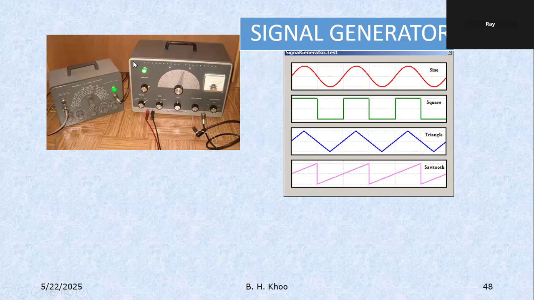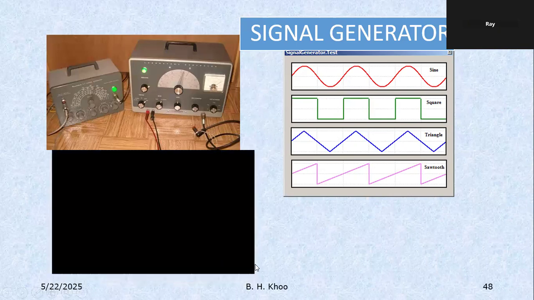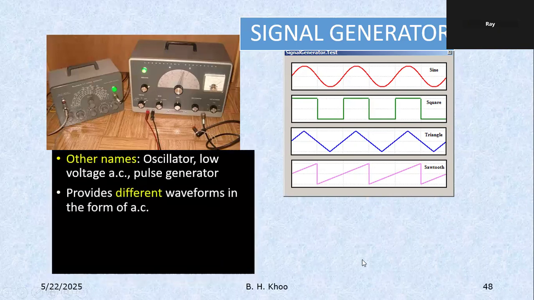Okay, as I said, this is more for paper 5, question 1. It gives you some ideas how to do the experiment in case it comes out. Right? This is the analog signal generator, or power generator, or oscillator, or low voltage AC source.